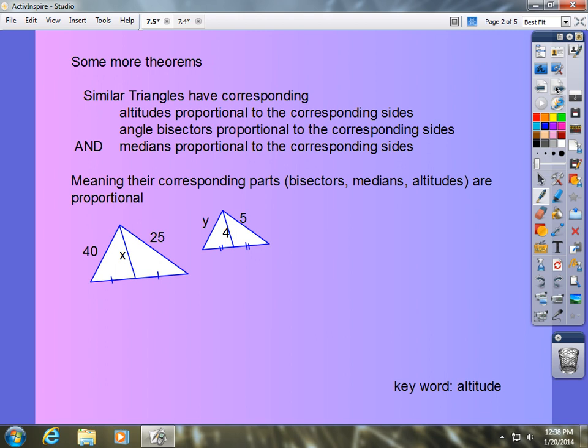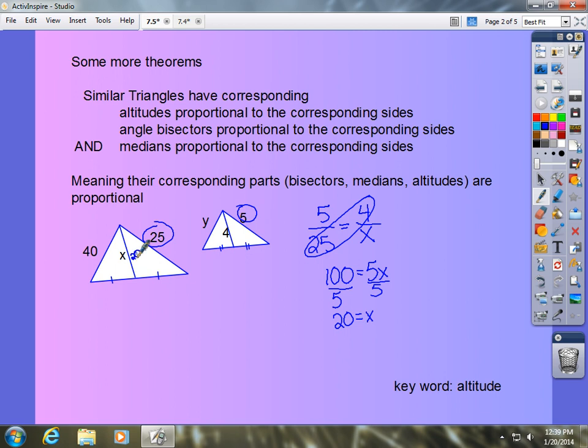Notice here we have a median because it breaks the side in half, so the medians would be proportional. And I could have my small triangle, which is the side I know, over my big triangle, equals its median on the small triangle over the median of the big triangle. And then I would just cross multiply. This is 100 equals 5x. I divide by 5, and I get 20 equals x. So this median would be 20.